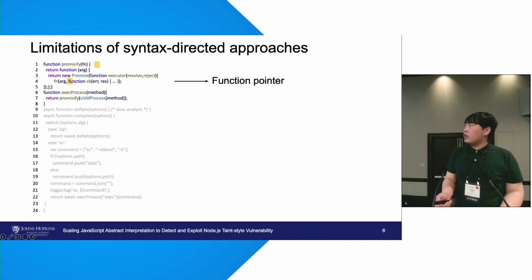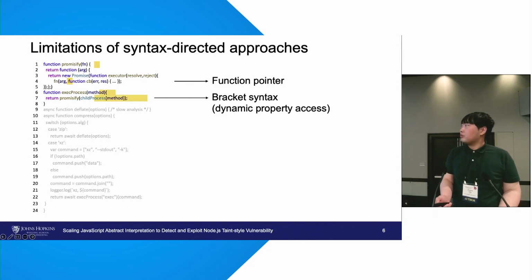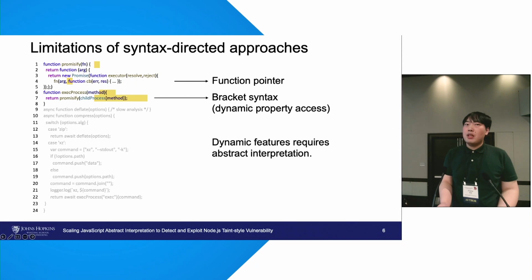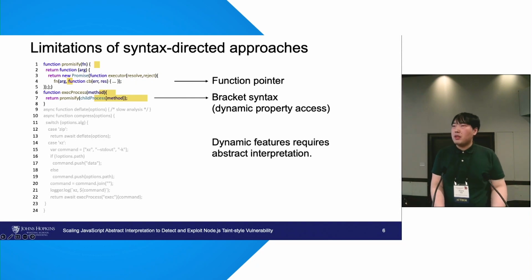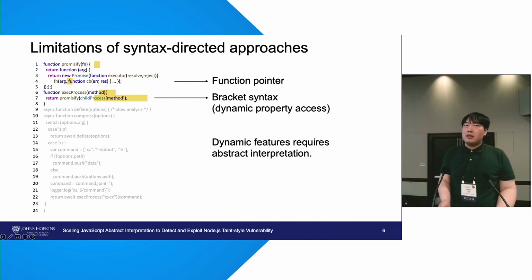There's another function call in the second function. The callee cannot be determined until the value of the parameter is known. These dynamic features are common in JavaScript, but they are not supported by traditional syntax-directed approaches. It requires abstract interpretation.